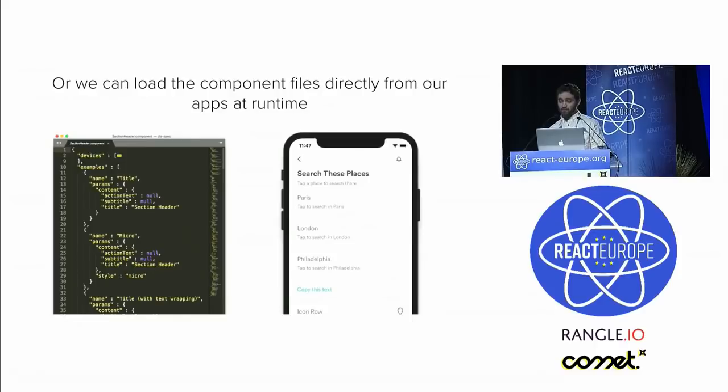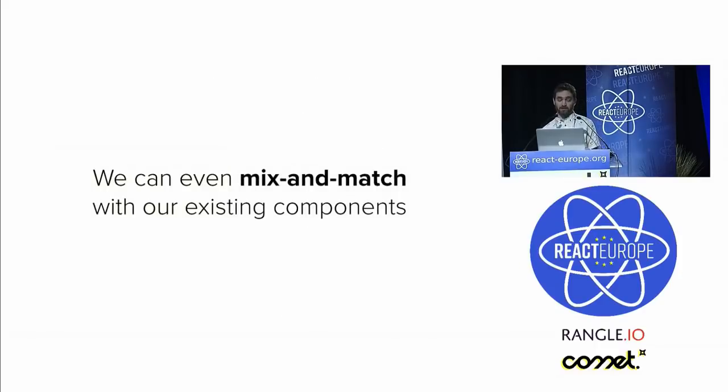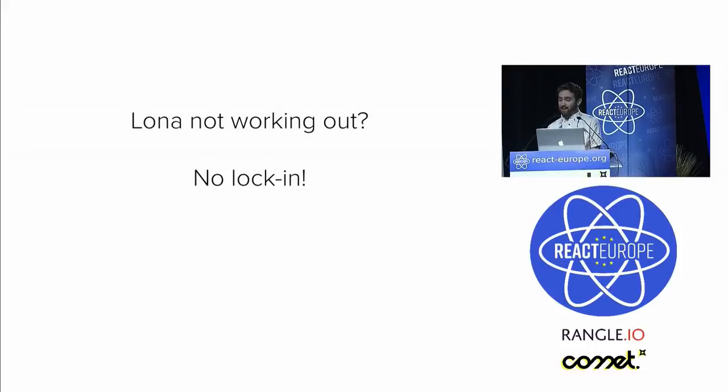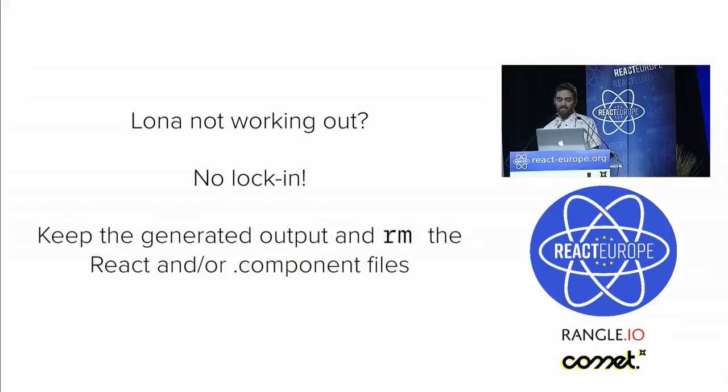And one of the most powerful things is we can mix and match with our existing components. So since these are just generating regular components for your platform, you can use one Lona component and one normal component interchangeably, which is very powerful. So if Lona isn't working out, there's no lock-in. You just take the generated output and remove the source React or .component files, and you don't use it anymore.